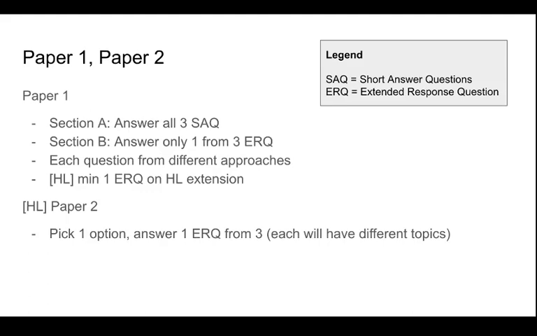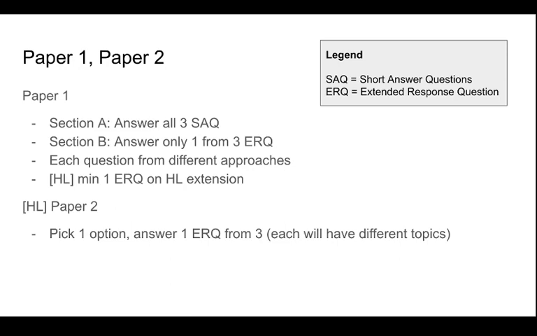Okay, so what do paper 1 and paper 2 consist of? Paper 1 consists of section A and section B. Section A is where you have to answer all 3 SAQs. Section B is where you have to answer only 1 out of the 3 ERQs. Keep in mind that each of these questions will have different approaches. And for HL, one of the SAQs will be on the HL extension.